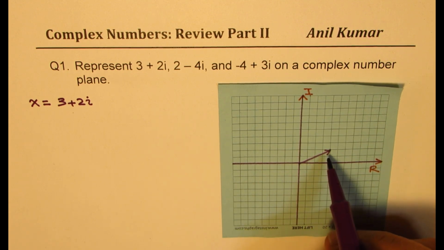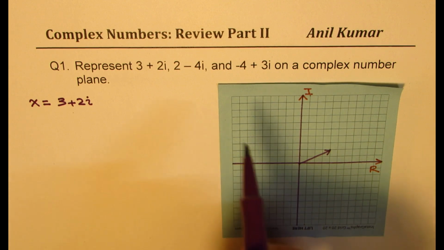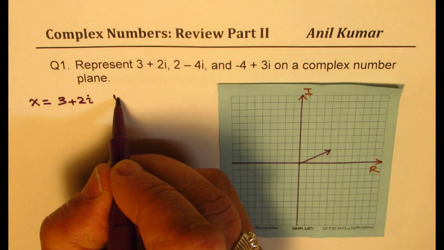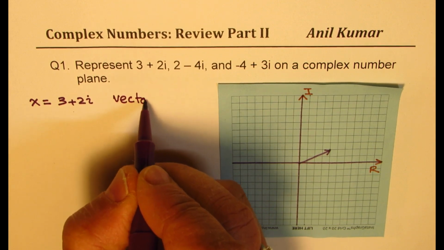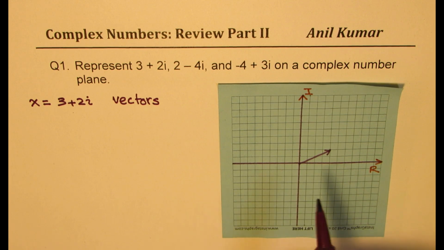Now, as you can see here, the representation is very similar to vectors. So this reminds me of vectors. In fact, most of the operations which we do with complex numbers, especially addition and subtraction, can be done exactly as we did for vectors.